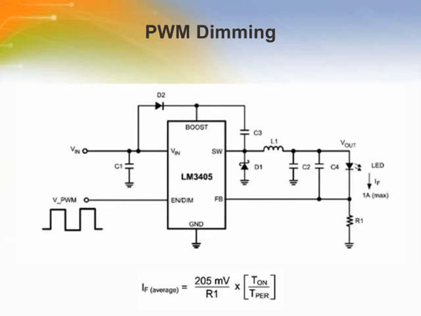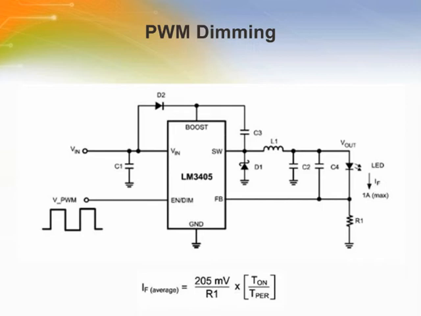The LEDs can be dimmed by applying a PWM logic signal to the EN/DIM pin of the LM3405 driver as shown in the figure. A logic high at VPWM enables the IC, and a logic low disables the IC. In this manner, the LED current is turned on and off.